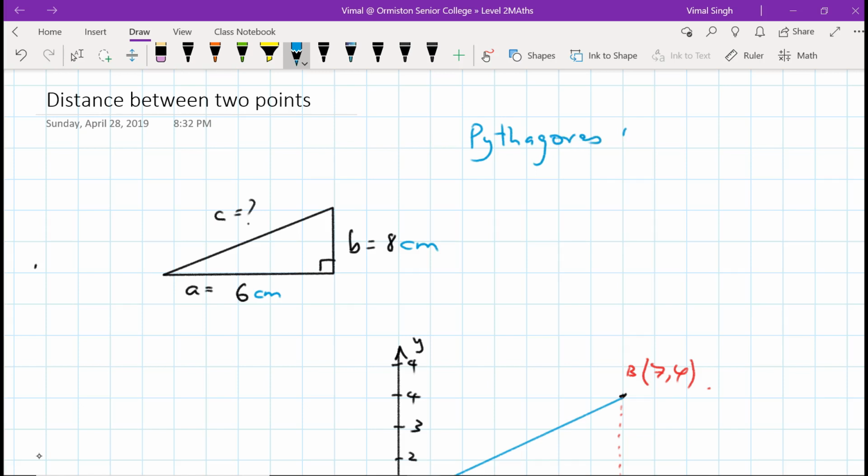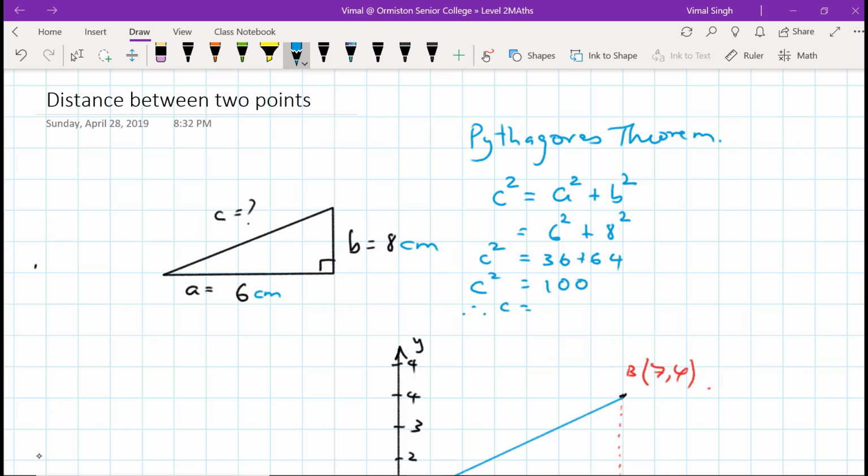Pythagoras theorem. So what does Pythagoras theorem say? The longest side squared is equal to the sum of the squares of the two shortest sides. So to find the length of C, you will have to do 6 squared plus 8 squared. So C squared is going to be 36 plus 64, and C squared is equal to 100. Therefore C is going to be the square root of 100, which is equal to 10 centimeters. So in this case, the length of the longest side is 10 centimeters.